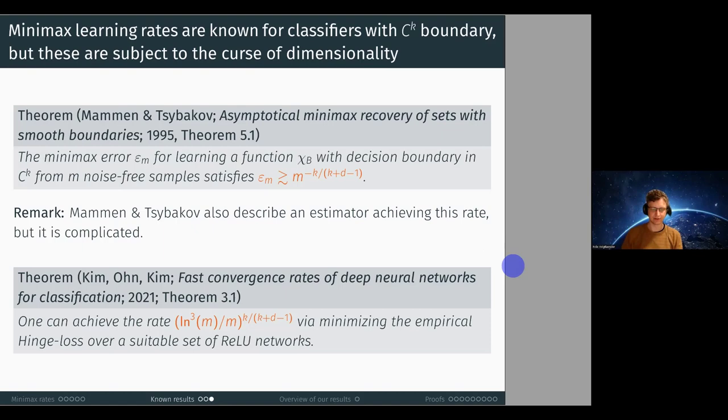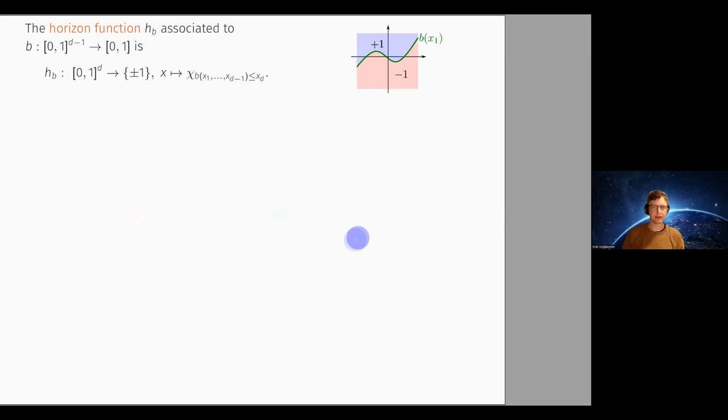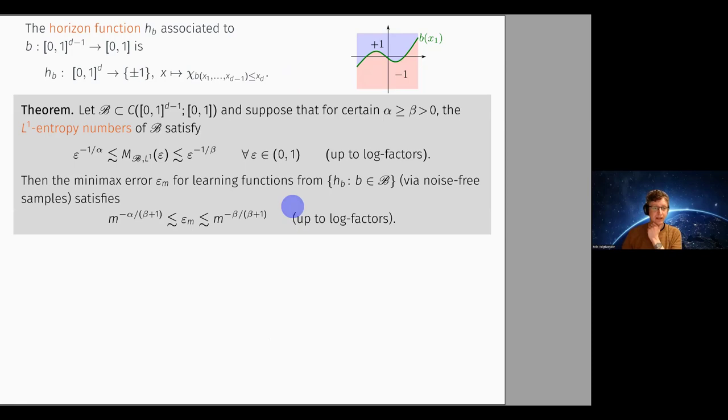What we ended up doing is considering completely general boundary regularity. As a reminder, for the lower bounds I will only talk about lower bounds concerning horizon functions. A horizon function is, again, everything above the graph of some function is classified as 1 and everything below the graph as minus 1. For learning this class of functions, I will now present some lower bounds. The first is the following. We have, again, an arbitrary class B of functions which define the regularity of the boundary of the function here.